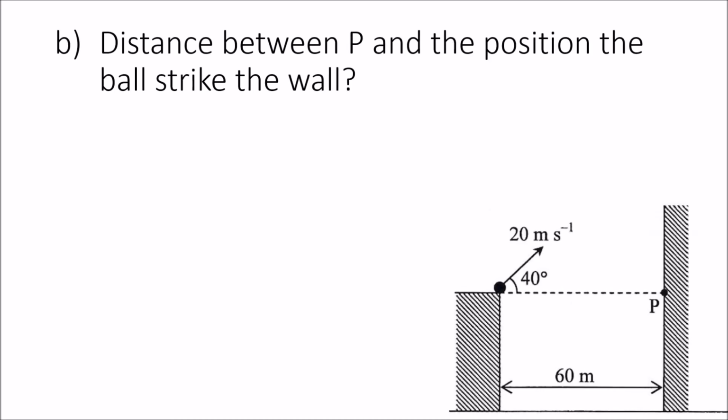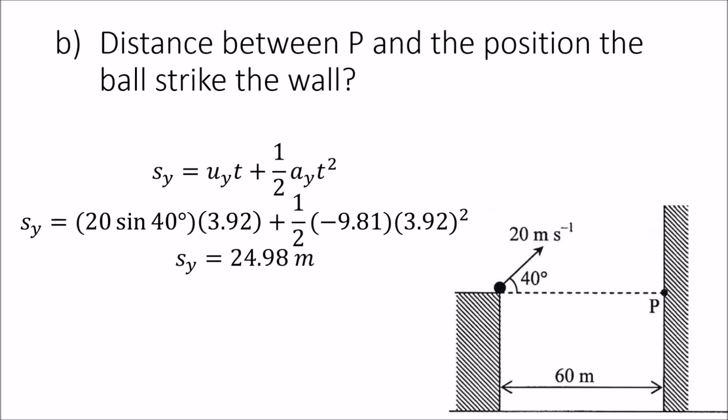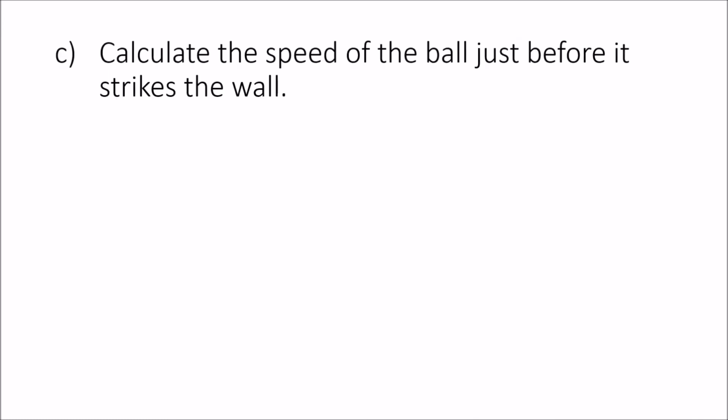Part B of this question requires you to find the distance between P and the position of the ball striking the wall. In simpler words, it wants you to find the vertical displacement Sy as P is at the same level as the initial point. In order to solve this, we will need to use the linear motion equation s equals ut plus 1/2 at squared. Substituting the values for the y components, press your calculator and you should be able to get your answer Sy equals 24.98 meters. Finally, part C.